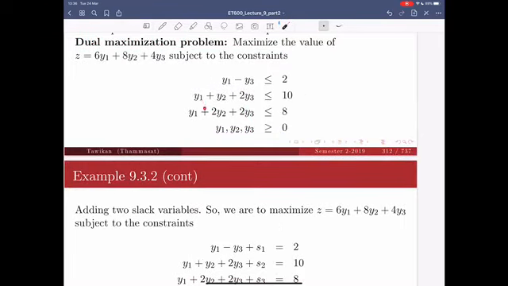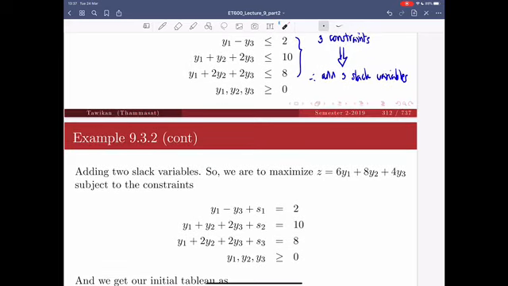And since there are three constraints out of this dual maximization problem, it means that we have to add how many slack variables? 3 slack variables. So I'm going to name my slack variables, the three of them, as S1, S2, and S3 as usual. So by adding the three slack variables, S1, S2, and S3, I get the maximization problem as this problem.